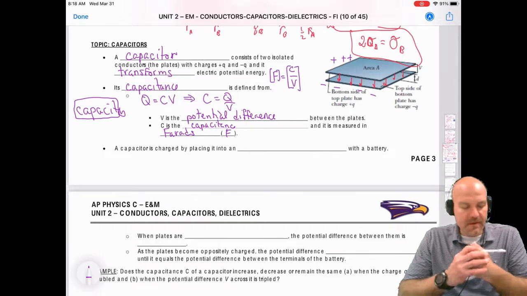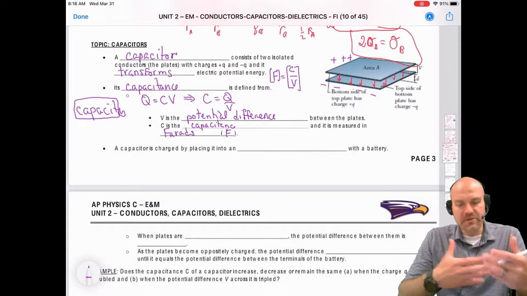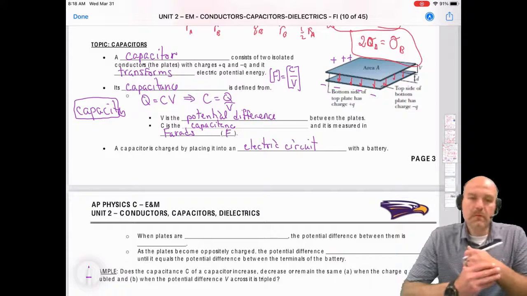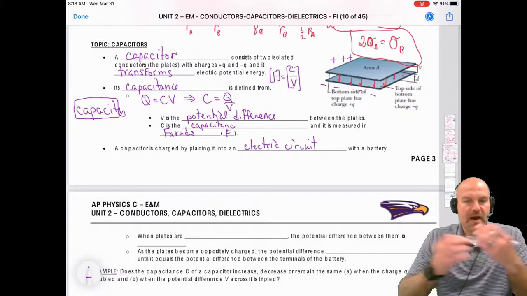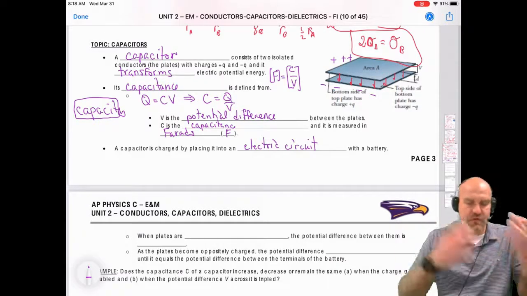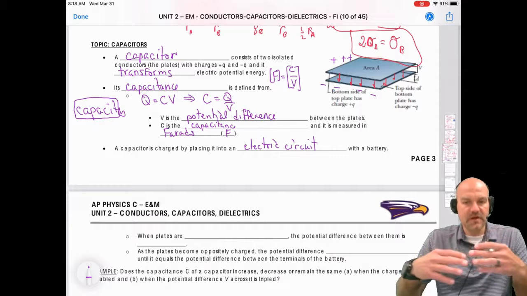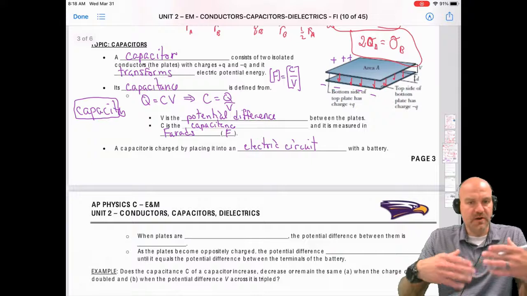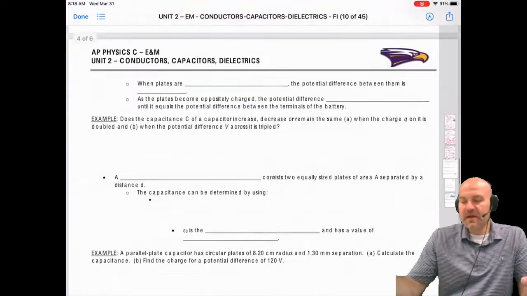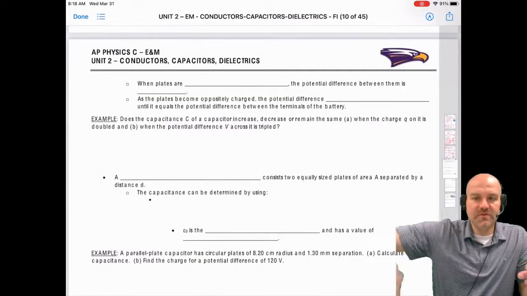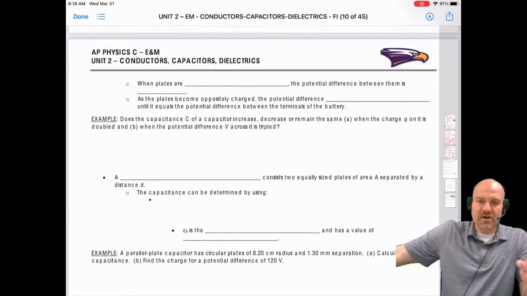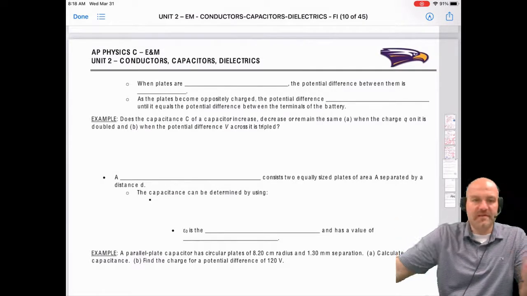Now, a capacitor will be charged. And how do we charge it? Well, we place it in an electric circuit with a battery. The voltage from the battery stores charge in the capacitor until it's ready to be used. And that's how the defibrillators work. Once it says that it's charging, that means it's connected to the power source and getting ready to be discharged. It's not discharged until you hit the buttons on the paddles.